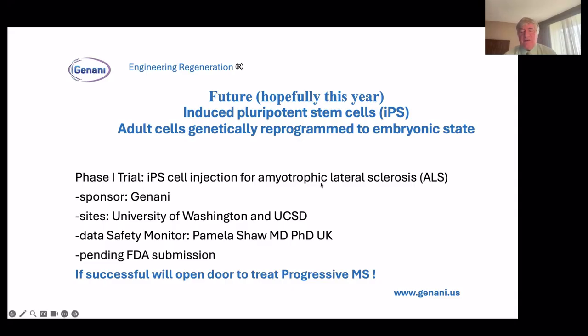Nothing really works. There's a few FDA-approved drugs that just kind of slow it a little bit, don't really work. So it's an orphan indication for a lethal disease. We have 2 sites lined up for the phase 1, University of California, San Diego, and University of Washington. We have a great data safety monitor, Pamela Shaw, in the UK, she runs all the ALS studies in the UK. And we're working to get that submission to the FDA.